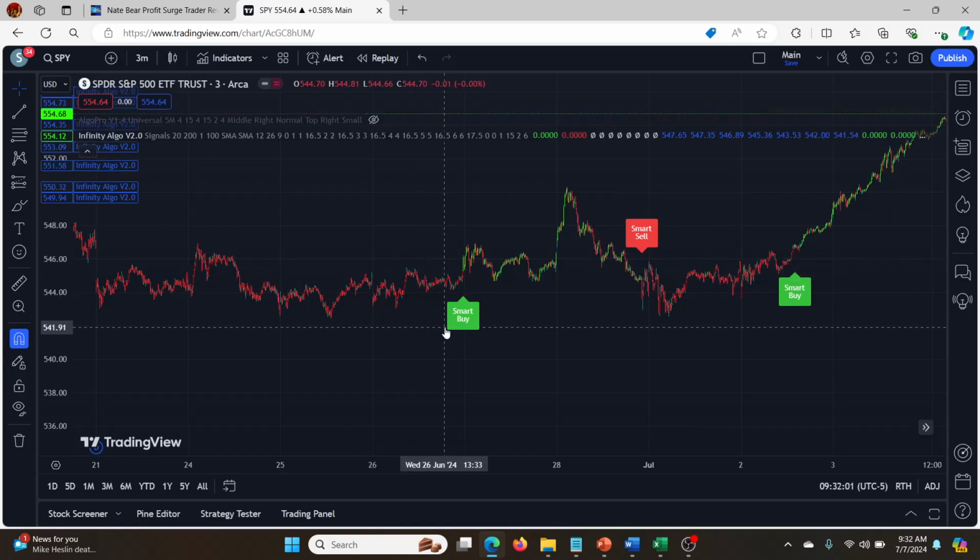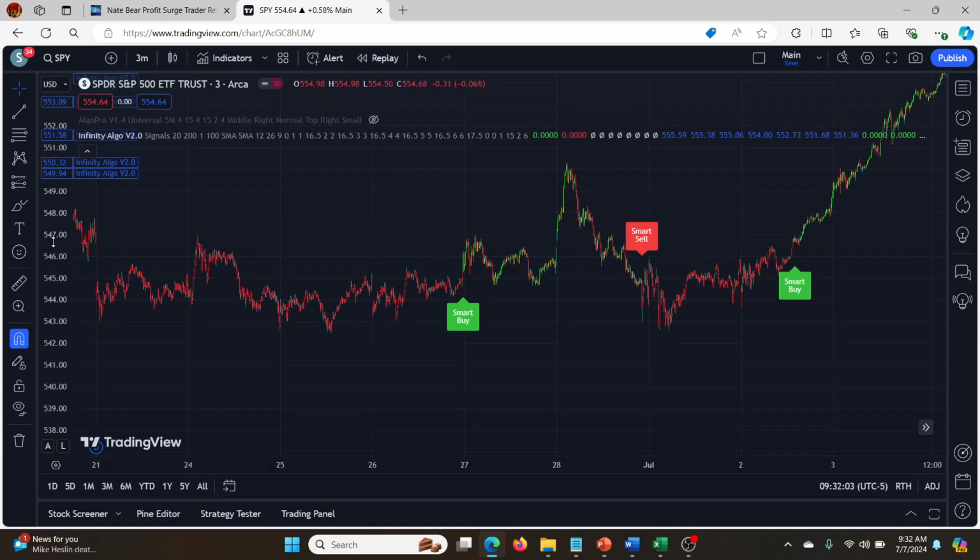This is Infinity Algo in the 3 minute on its default settings. You can see it did catch this really strong buy. This sell though, you might have hit profit target 1 down here, but then you'd have stopped out on the rest of it. And again, this one here, you would have probably made some money on this move. So you can see there's only 3 signals there.